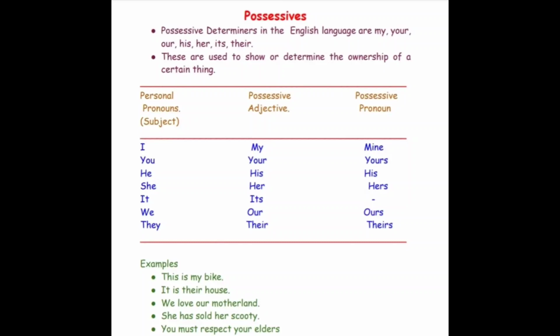So friends, we are supposed to be very careful in using them to differentiate between possessive adjectives and possessive pronouns. Friends, you can see, this is my bike. Here my is the possessive adjective. It is their house. Their is the possessive adjective. We love our motherland. So here our is the possessive adjective.